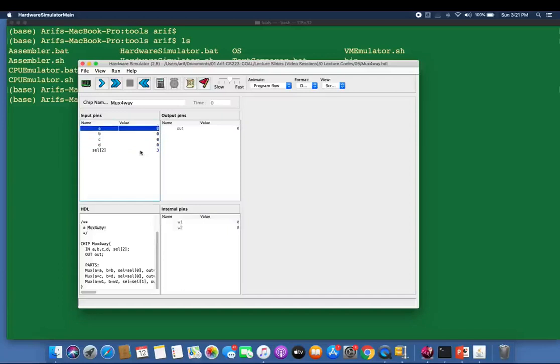Let me give some values over here. Let me place 1 at A, let it be 0, let it be 0, and let this be 1 as well. So we have 1 at A, 0 at B, 0 at C, and 1 at D. If I give 3 at the selection line, that means this D should be placed on the out. So let me run it. You see, the D is placed over here. Let me place 2 over the selection lines, we know that C will be placed on the output pin. And C is placed.